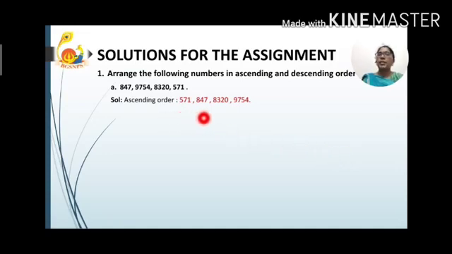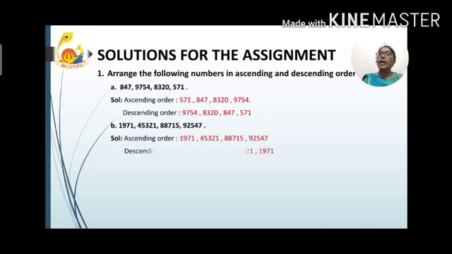571, 847, 8320, 9754. Next comes descending order, that is 9754, 8320, 847, 571. Now this is the next problem, children, and this is the ascending and the descending order for this. What is ascending order? Small to big. Descending order, big to small.